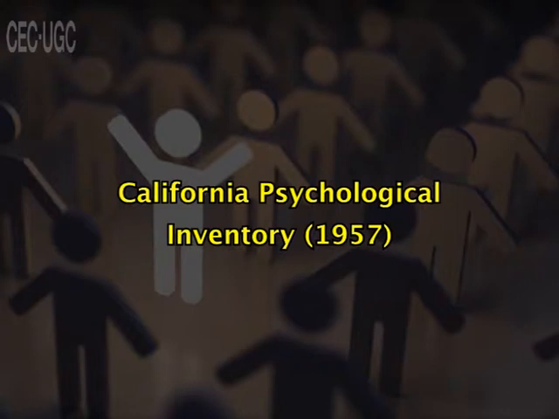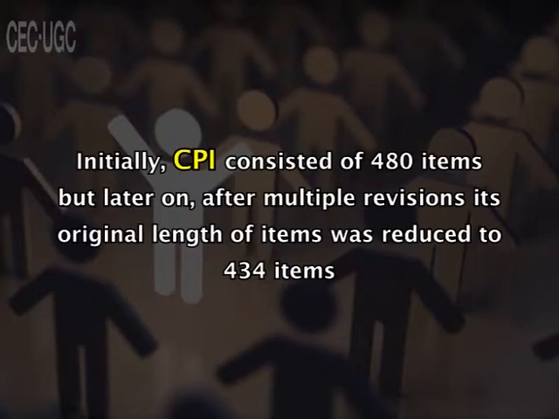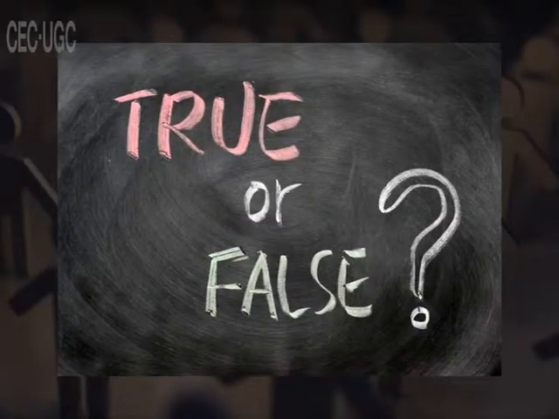California Psychological Inventory, or CPI. It is an in-depth structured personality assessment tool originally developed by Harrison Gough in 1957. Initially, it consisted of 480 items, but later on, after multiple revisions, its original length of items was reduced to 434. All the 434 items are to be answered as either true or false.